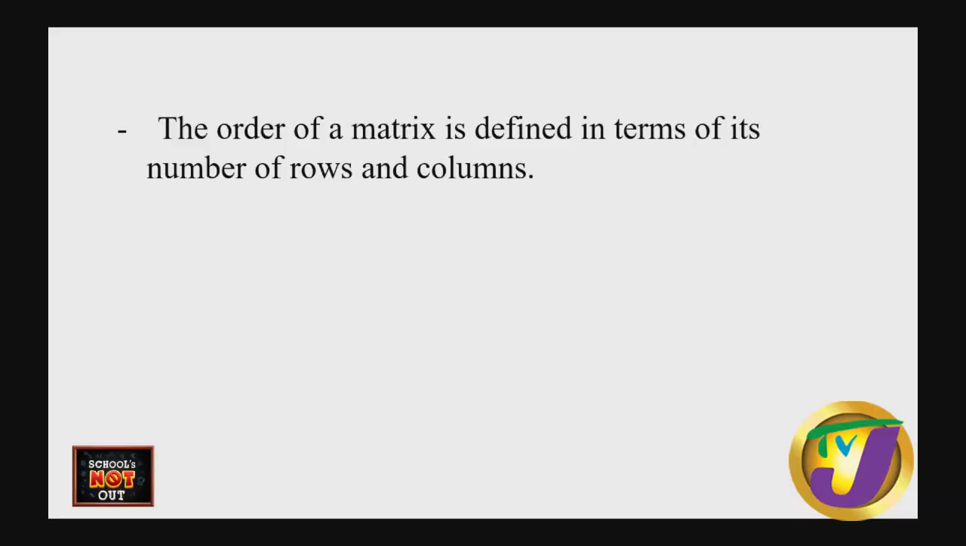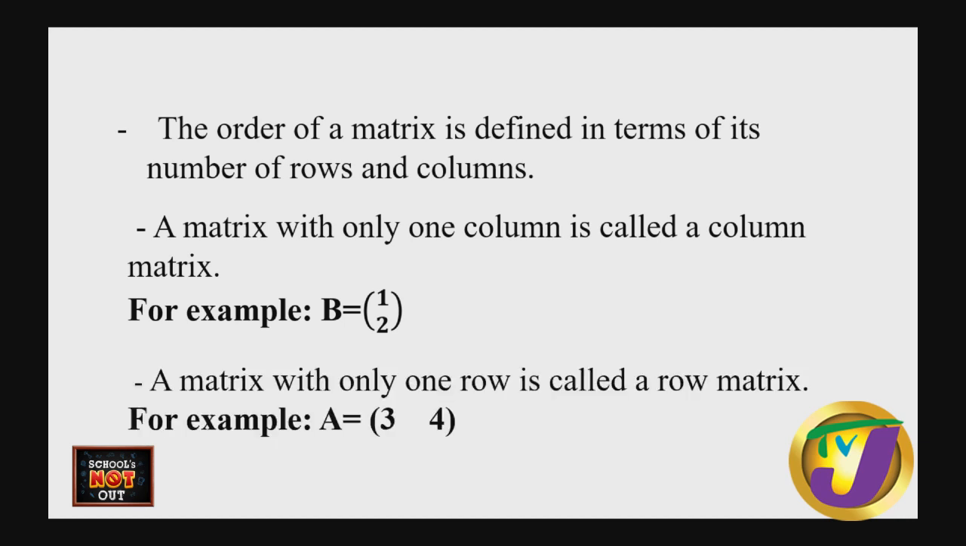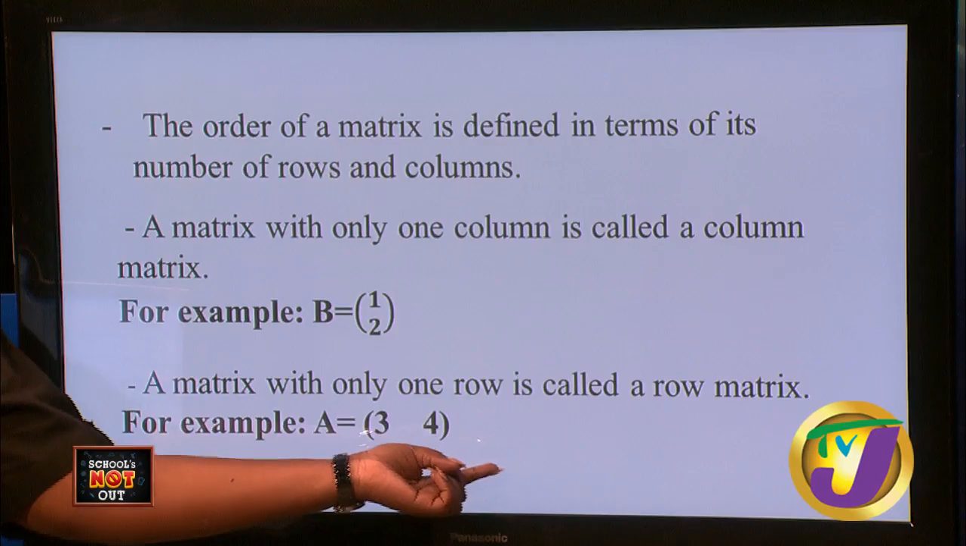In the last lesson we looked at the order of a matrix, which is defined in terms of the number of rows and columns. A matrix with only one column is called a column matrix. Let us look at example B. B has one column, 1, 2, and if you notice, they're running vertically. A matrix with only one row is called a row matrix. In matrix A, we have one row, 3, 4, which runs horizontally.